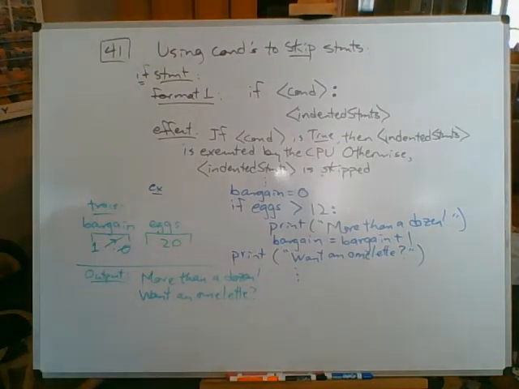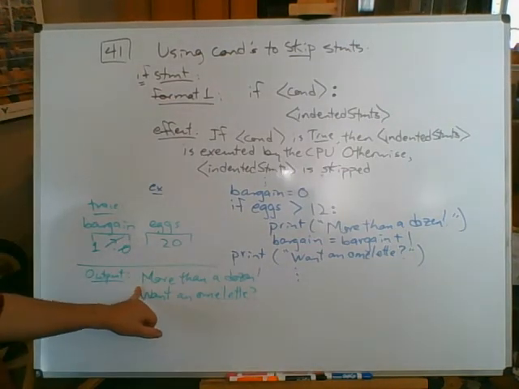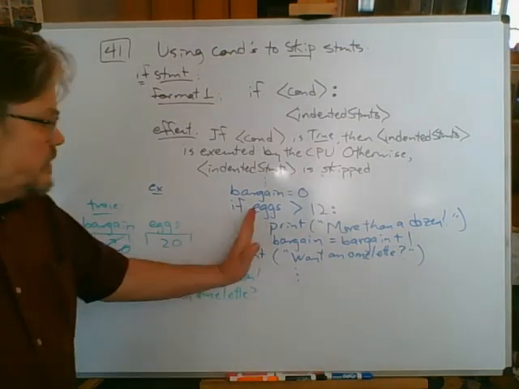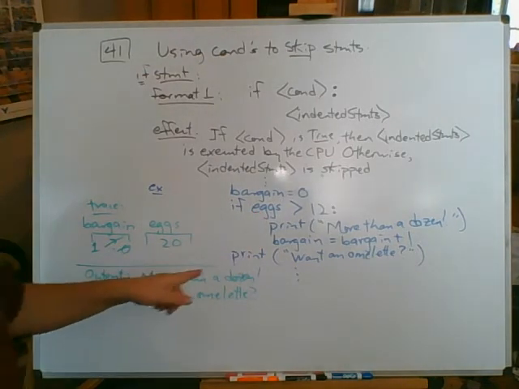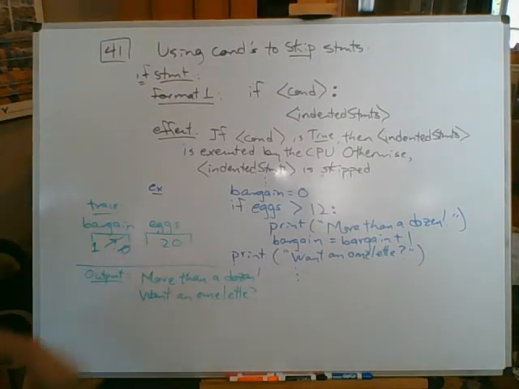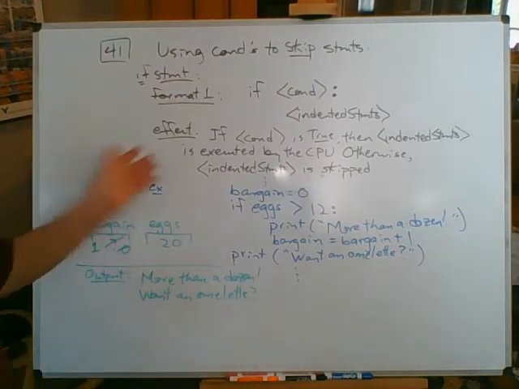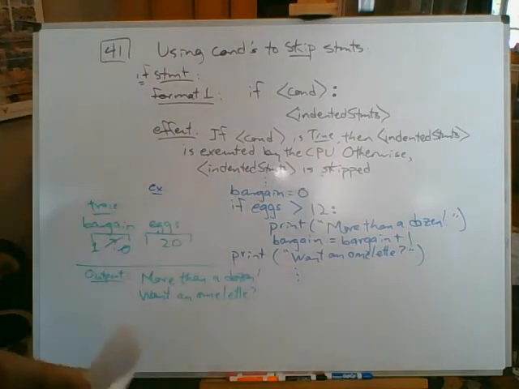And there you have it. Complete trace. Bargain got set to 0 regardless of what it was before. Eggs was greater than 12, so it does print out more than a dozen because it's inside the indented statements controlled by that if statement. Bargain equals bargain plus 1. Bargain got incremented on the right, and that became the new value of bargain. Then regardless of whatever has happened before we got to this point, it will print want an omelet when it gets down here.